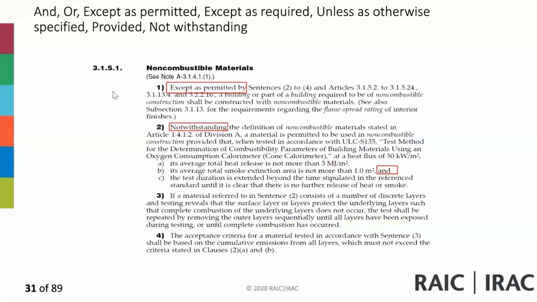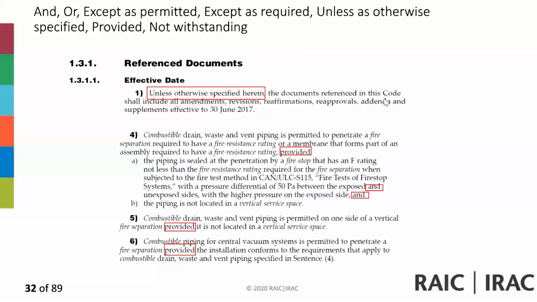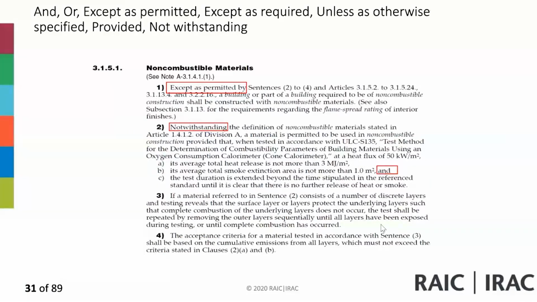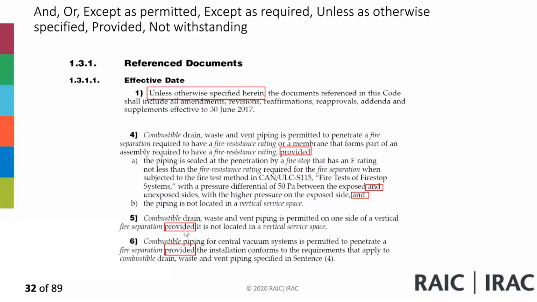So we've seen these notwithstandings, and we know that there are lots of allowances of combustible materials in non-combustible buildings, as you see from this list here. Unless otherwise specified herein, the documents referenced in the code shall include all amendments, revisions, reaffirmations, reapprovals, addenda, and supplements effective to 30 June 2017. So all the reference documents, unless specified otherwise, include all the amendments up to June 30, 2017.